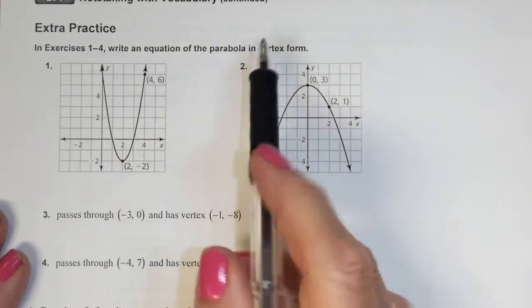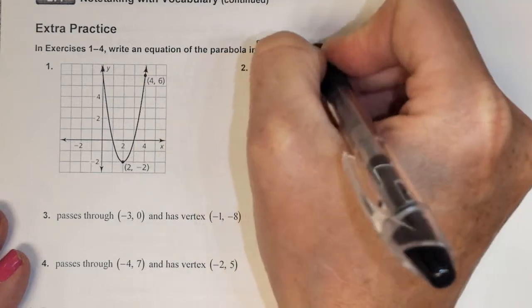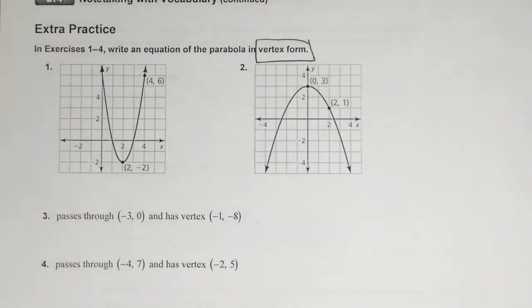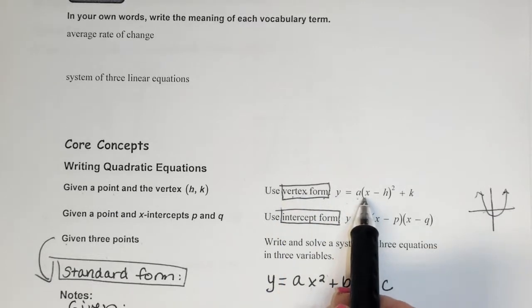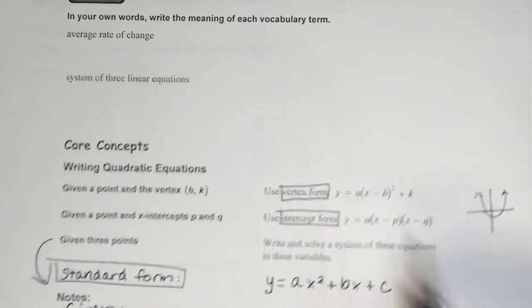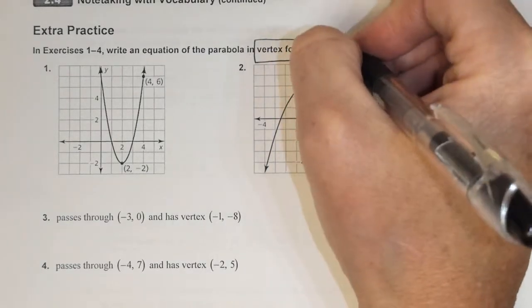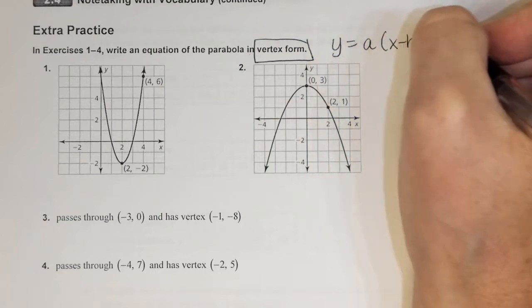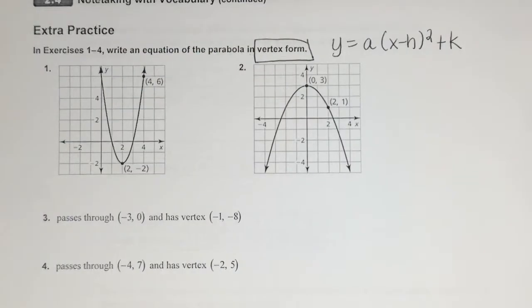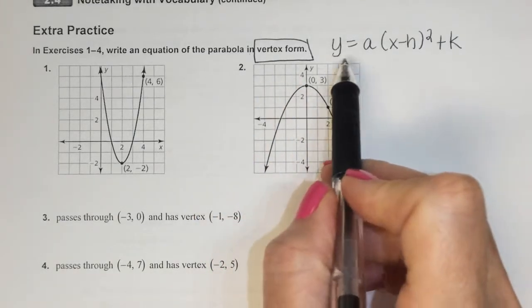Write an equation of the parabola in vertex form. Vertex form now, not standard. Look back at your notes. Vertex form, right there. So we're going to be using y equals a times x minus h squared plus k. All right. Hey guys, I'll help you with that as soon as we finish. Okay, go on to the next page because I don't want you to miss this.